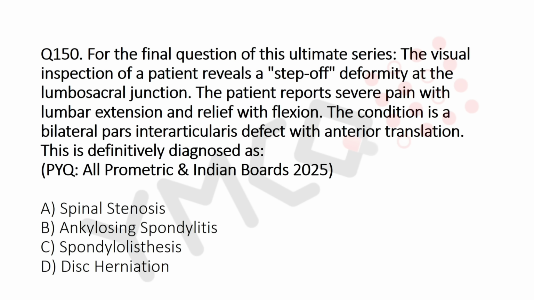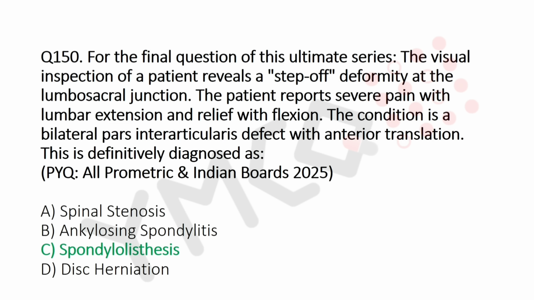Now let's move to question number 150. For the final question of this ultimate series, the visual inspection of the patient reveals a step deformity of the lumbosacral junction. The patient reports severe pain with lumbar extension and relief with flexion. The condition is a bilateral pars interarticularis defect with anterior translation. This is a definitive diagnosis of option A, spinal stenosis. Option B, ankylosing spondylitis. Option C, spondylolisthesis. Option D, disc herniation. And the answer is option C, spondylolisthesis.